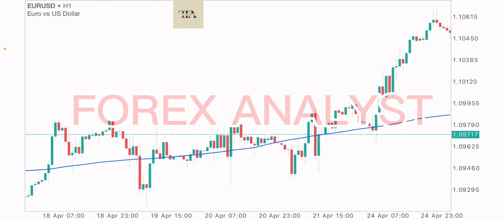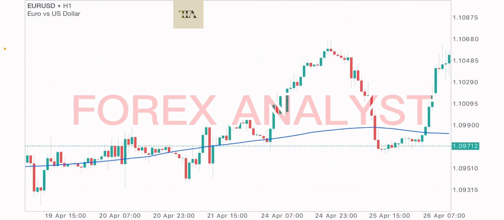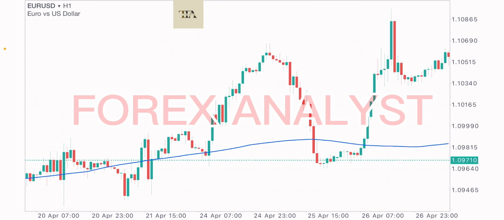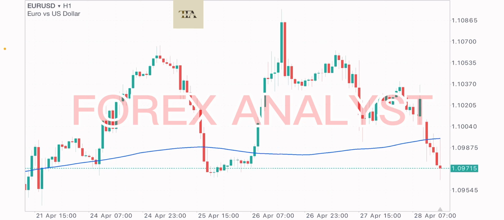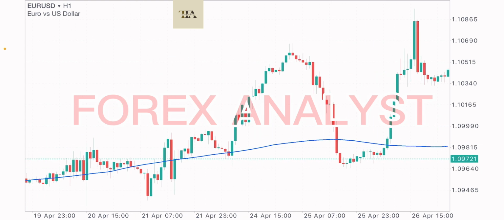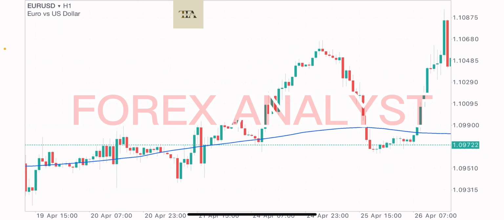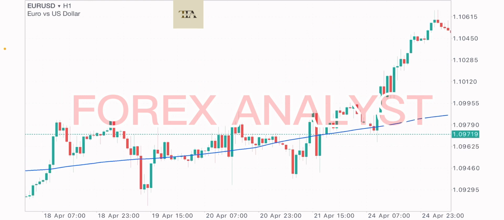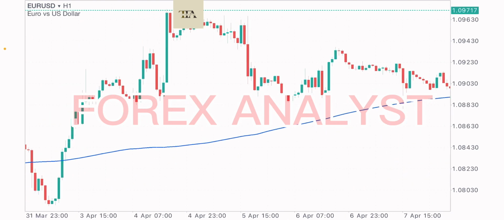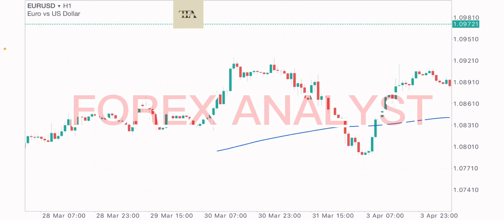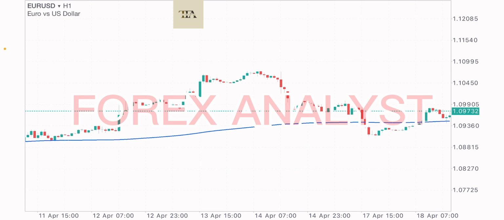So the 200 moving average is used to determine the overall trend of a particular currency pair at a particular period of time. It tells us the direction of a particular currency pair, whether the market is up or down at a particular price. When the candlesticks, these red and green lines on the chart, are above the 200 moving average, it means the market is in uptrend. When they are below the 200 moving average, it means the market is in downtrend.